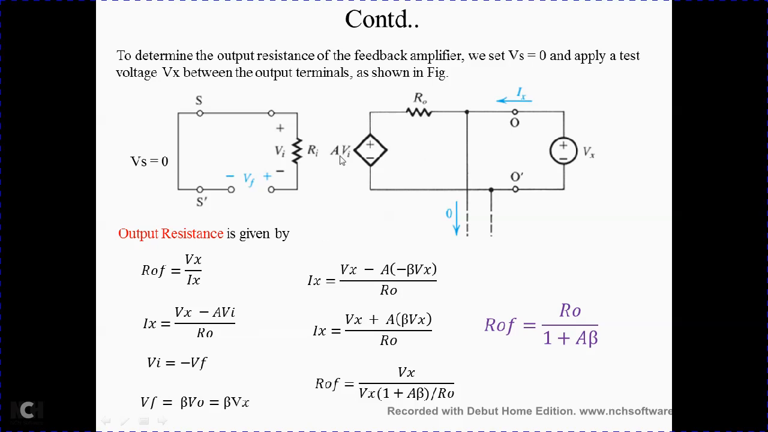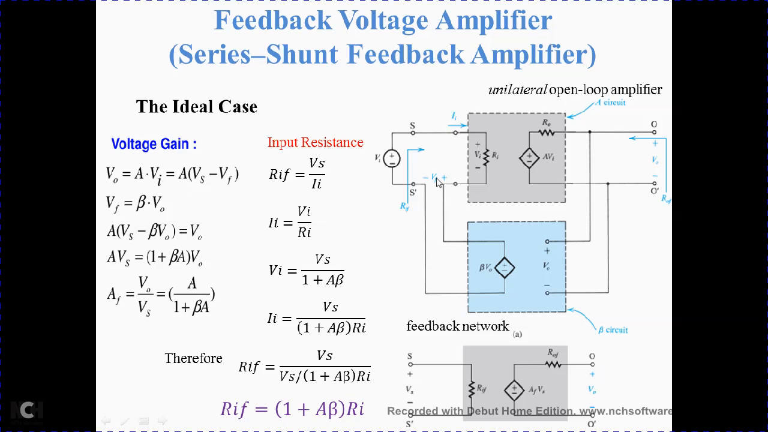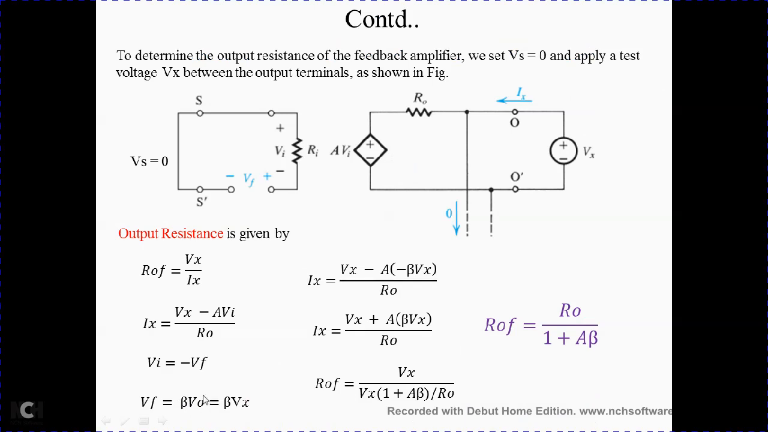Then what is Vi? Vi is basically Vs minus Vf, but Vs is equal to 0, so Vi is simply minus Vf. What is Vf? Vf is nothing but beta times V0. Now V0 we consider as Vx, because there is no V0 now; we have a source at the output, so it is Vx. So Vf is equal to beta times Vx, and Vi is equal to minus Vf.